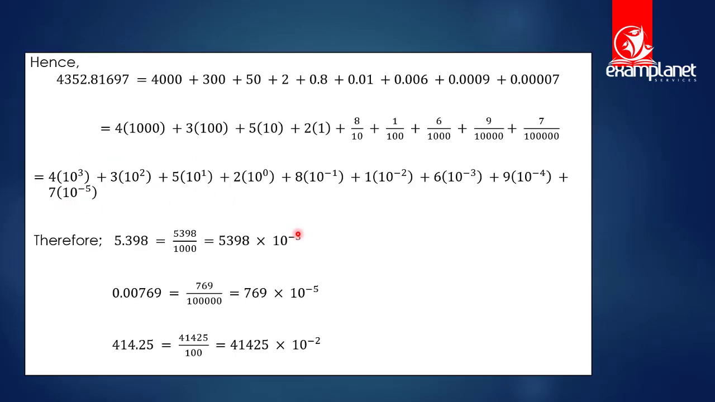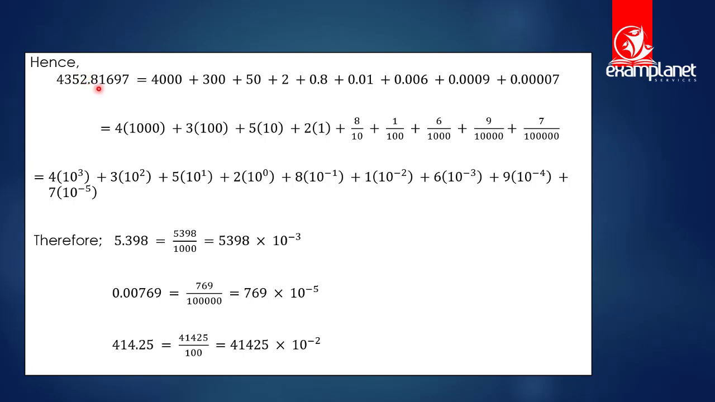Now this decimal number can be expanded like this. Because this is 4352.81697, this 4 is 4,000, which is why the place value is 1,000. Then 3 is 300, which is why the place value is 100. Then this is tens, so it is 5 times 10, which is 50. And then unit, meaning one, so this is 2 times 1, which is 2. So we have 4,000 plus 300 plus 50 plus 2.